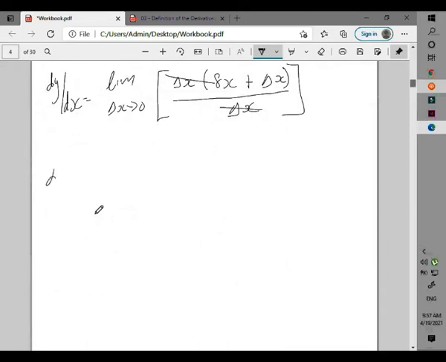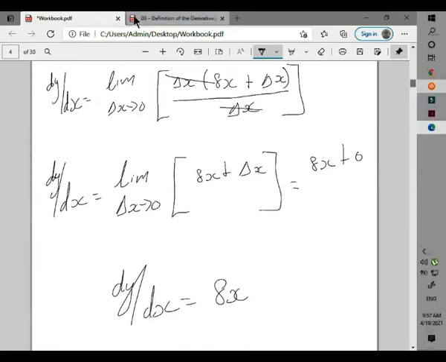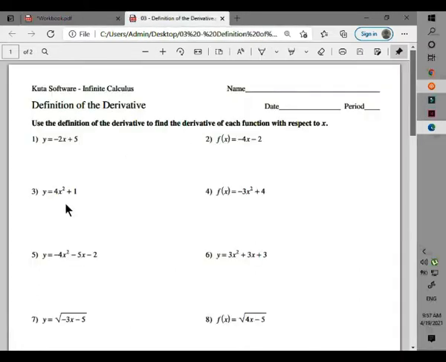As a result, we have dy upon dx is equal to the limit as delta x approaches 0 of 8x plus delta x. We know that delta x is going to be 0, so we have our answer here as, not our answer, so it's 8x plus 0. So my dy upon dx is equal to 8x. Next question will be number 4.